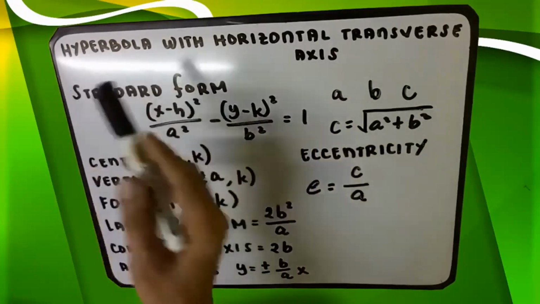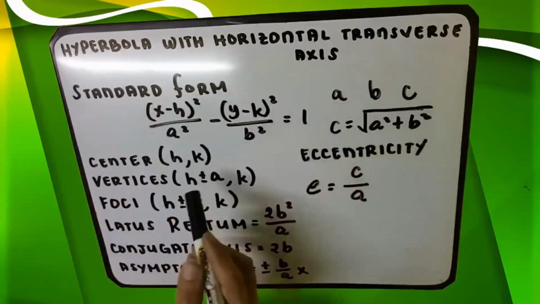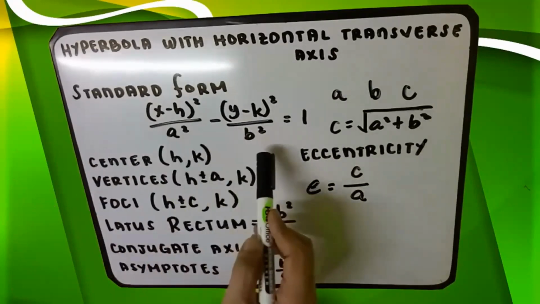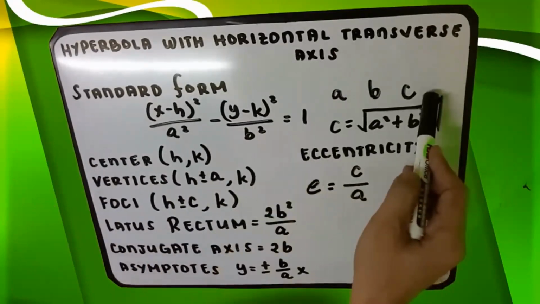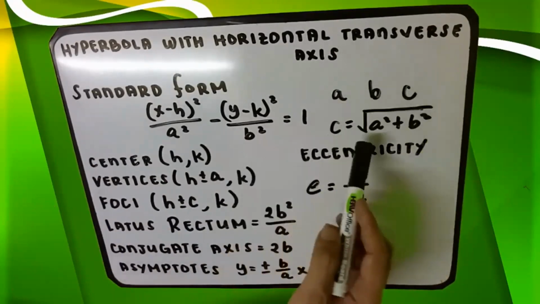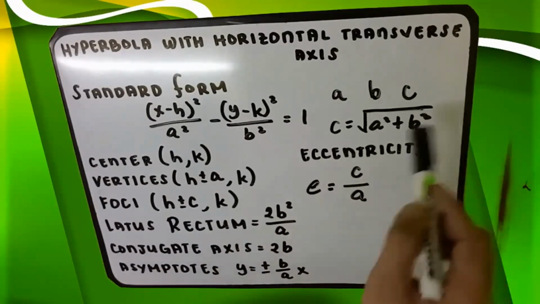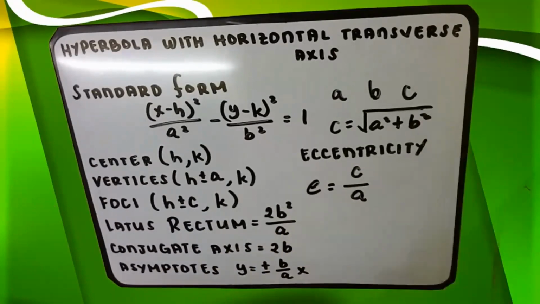Hyperbola with horizontal transverse axis. So dito makikita natin yung value ni A, value ni B, pero wala si C. So for the C, we will use square root of A square plus B square para makita natin yung value ng C. Kasi gagamitin natin mamaya si C dito sa ibang parts niya.